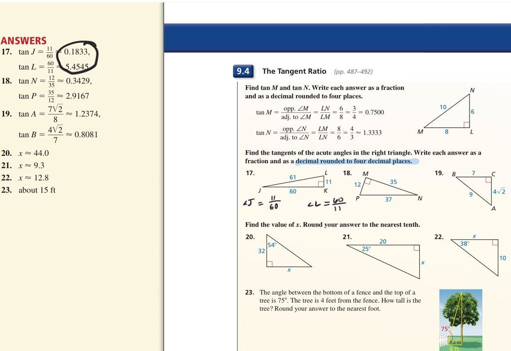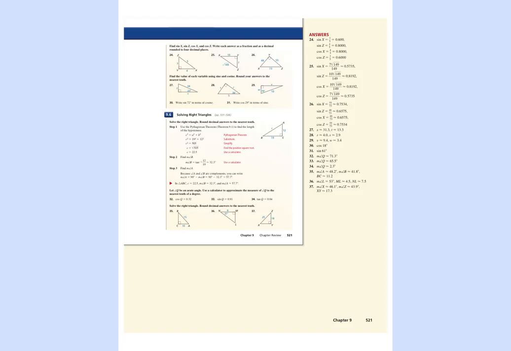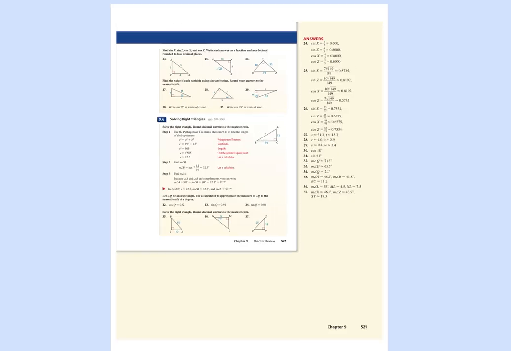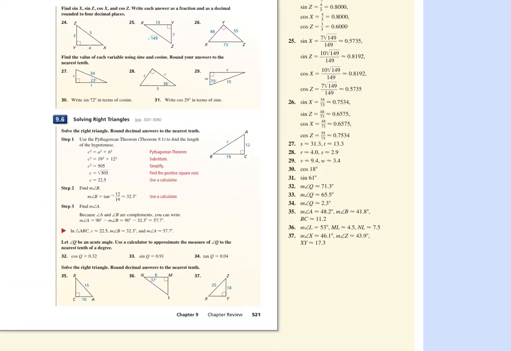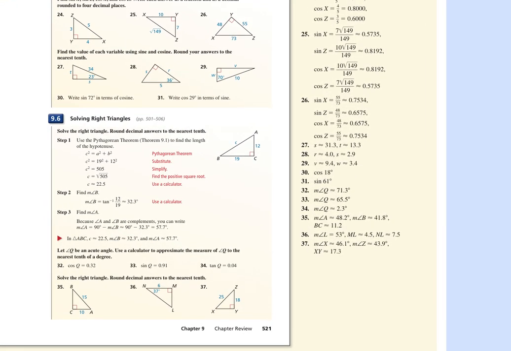Anything else from this page? All right, last one. Now we're in still sine, cosine at the top, and then the solving of the triangles at the bottom. We're good? Yep. Zoe?